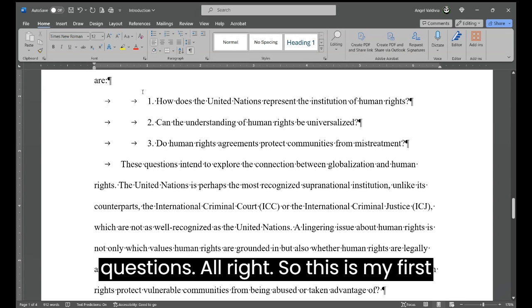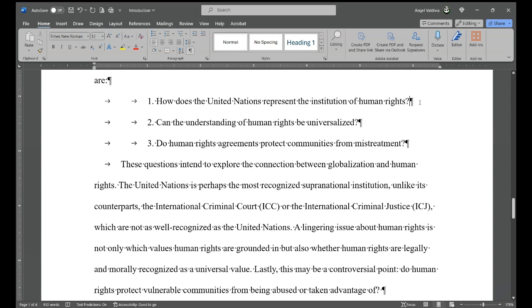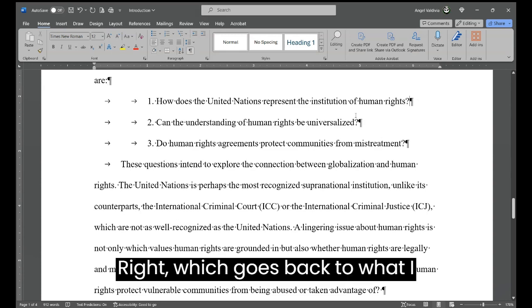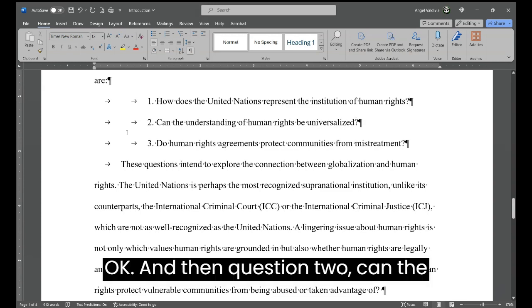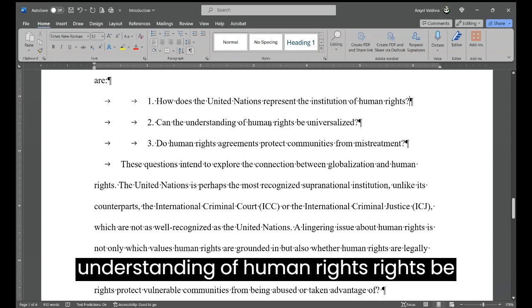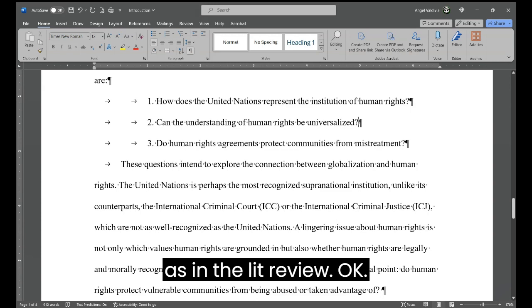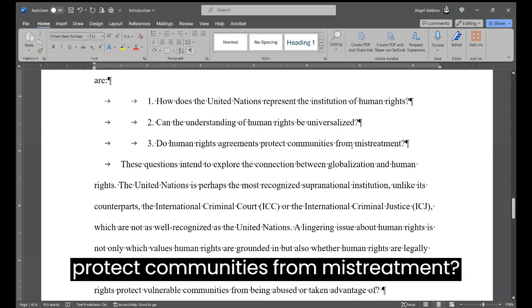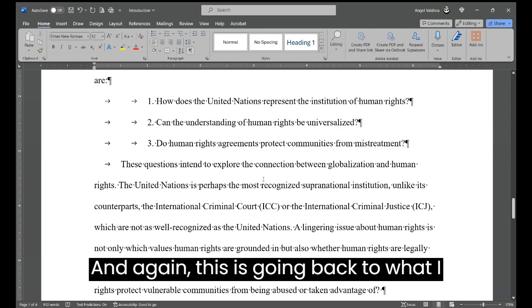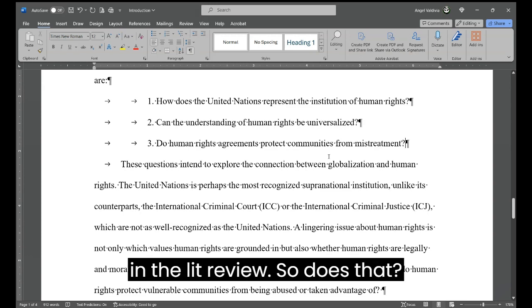All right. So this is my first question. How does the United Nations represent the institution of human rights? All right. Which goes back to what I mentioned in the introduction. Okay. And then question 2, can the understanding of human rights be universalized? So this is basically what I mentioned in the introduction as well as in the lit review. Okay. And then number 3, do human rights agreements protect communities from mistreatment? And again, this is going back to what I referenced in the introduction as well as in the lit review.